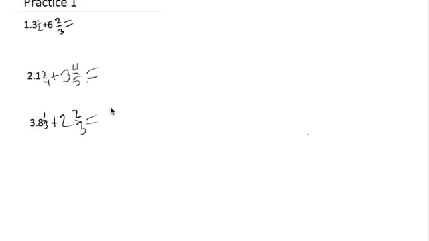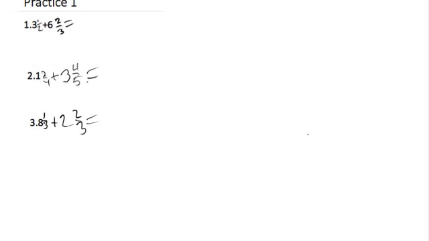So, first thing we're gonna do is practice 1. It's 3 questions. The first question, because my handwriting's bad, is 3 and 1/2 plus 6 and 2/3. Number 2 is 1 and 2/4 plus 3 and 4/5. And 3 is 8 and 1/3 plus 2 and 2/3. Okay, so first thing we're gonna do, I'm gonna make a model, and we're gonna use that model to help us do the problems.